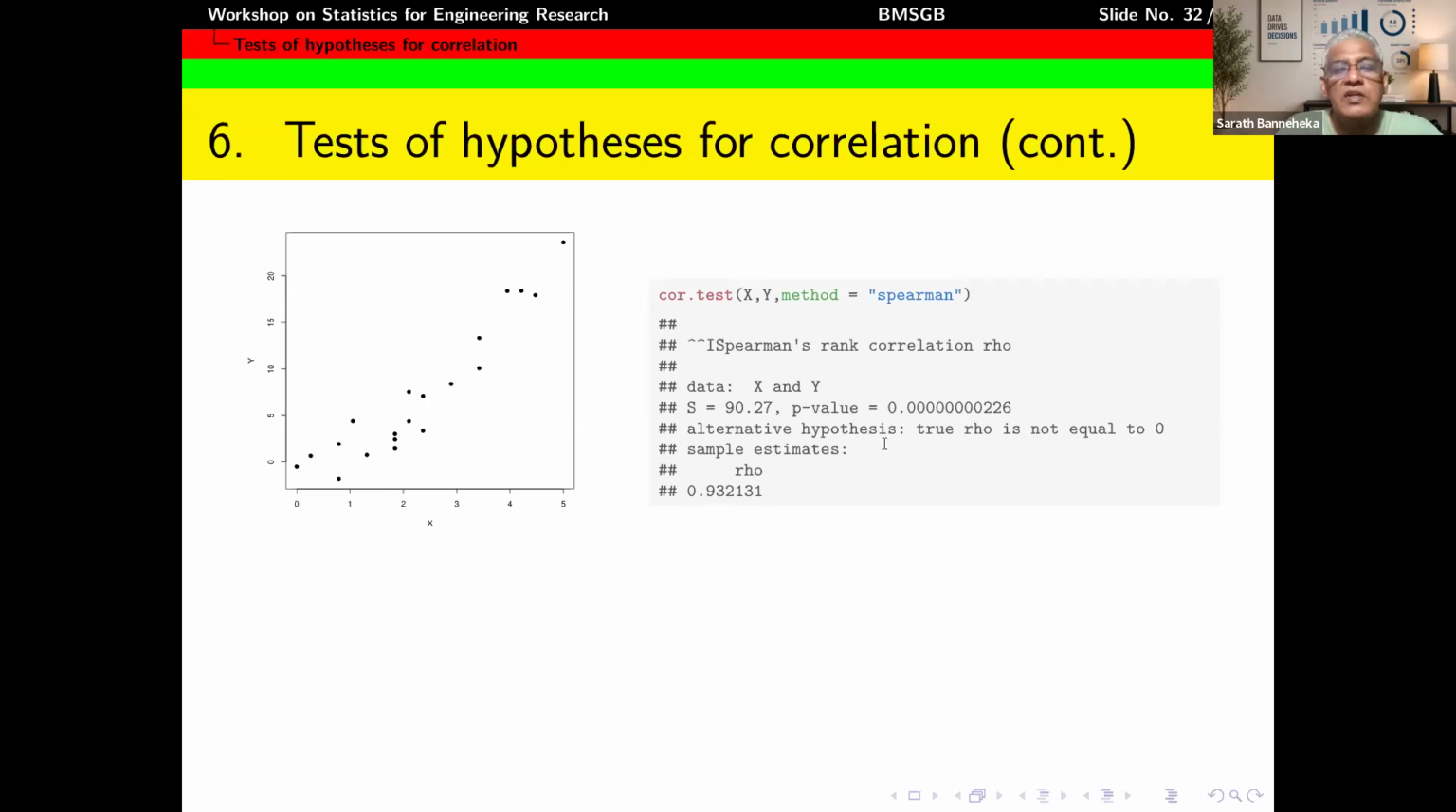In this case, it has not given us a confidence interval. It has just given the sample correlation coefficient as an estimate for the population correlation coefficient. The sample estimate for rho is 0.93, and that is what we use as an estimate for the population Spearman correlation coefficient. Therefore, we can interpret the population relationship as a positive, strong, monotone, nonlinear relationship between X and Y.